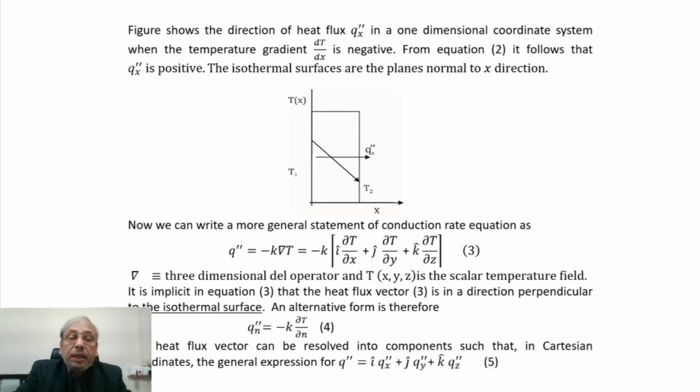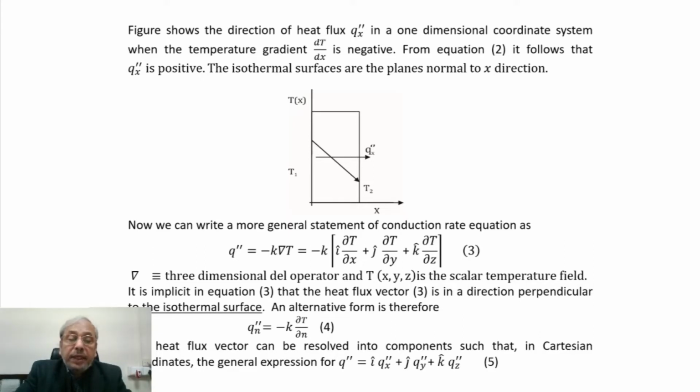Now we can write a more general statement of the conduction rate equation as q double prime equal to minus K grad of T, which is minus K times i del T del x plus j del T del y plus k del T del z, where this del operator is basically a three-dimensional operator. It's also sometimes called the nabla operator, and T is the scalar temperature field. It is implicit from equation 3 that the heat flux vector is in a direction perpendicular to the isothermal surface.